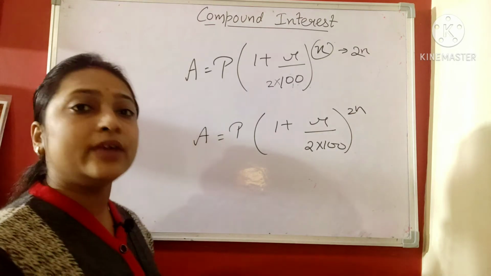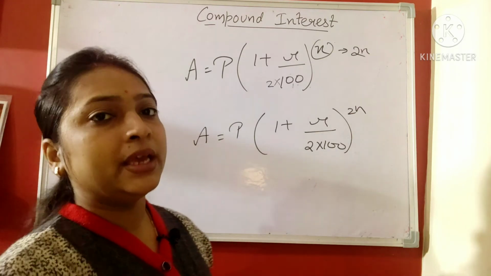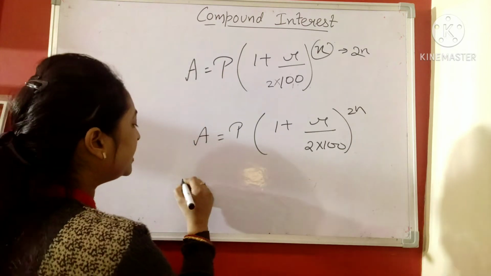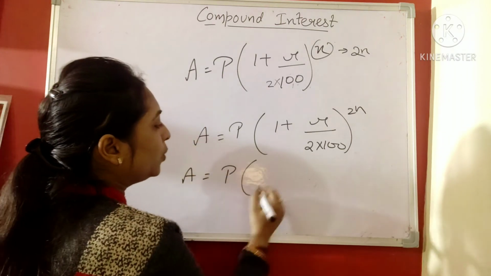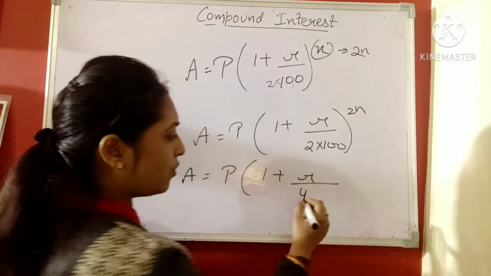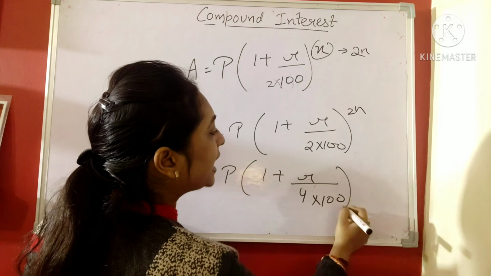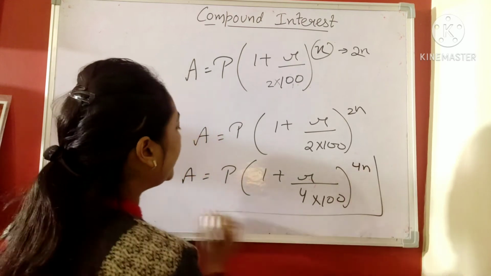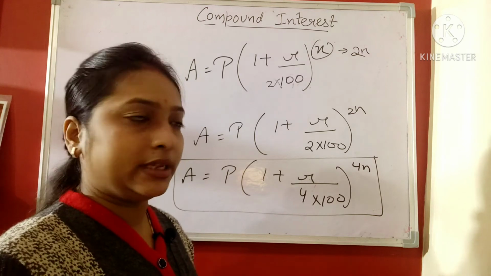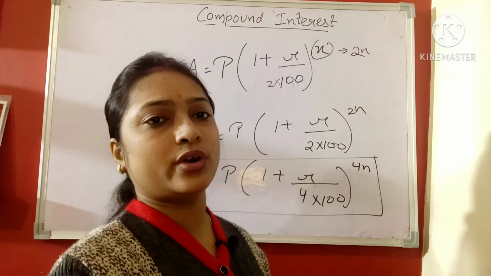On the other hand, if it is compounded quarterly, that means 1 year has been divided into 4 quarters, then the same formula will be used, but the rate will be divided by 4 and time will be multiplied by 4. This is the case when it is compounded quarterly. Now let's see the questions based on it.